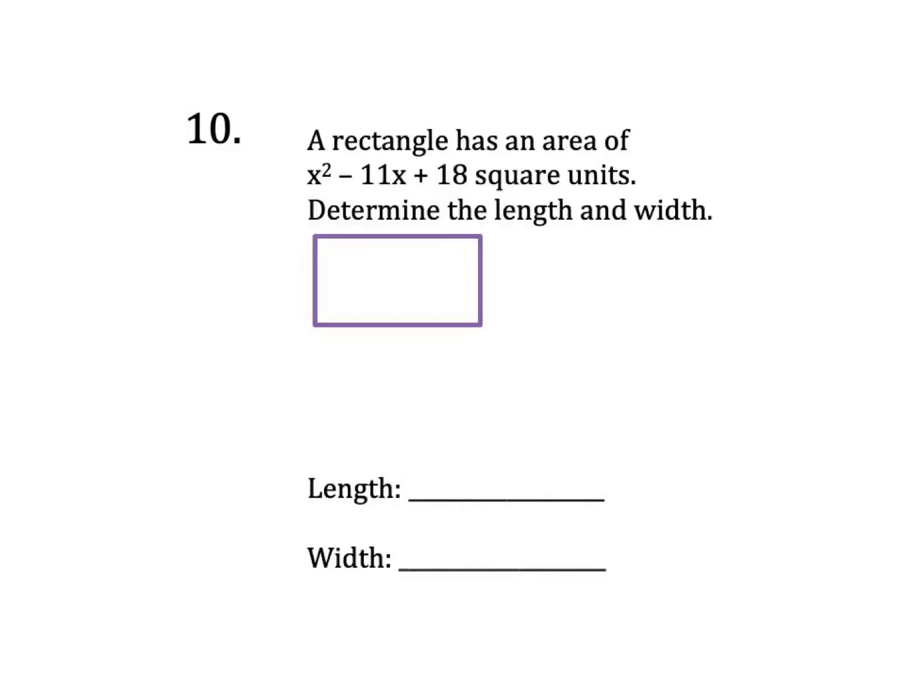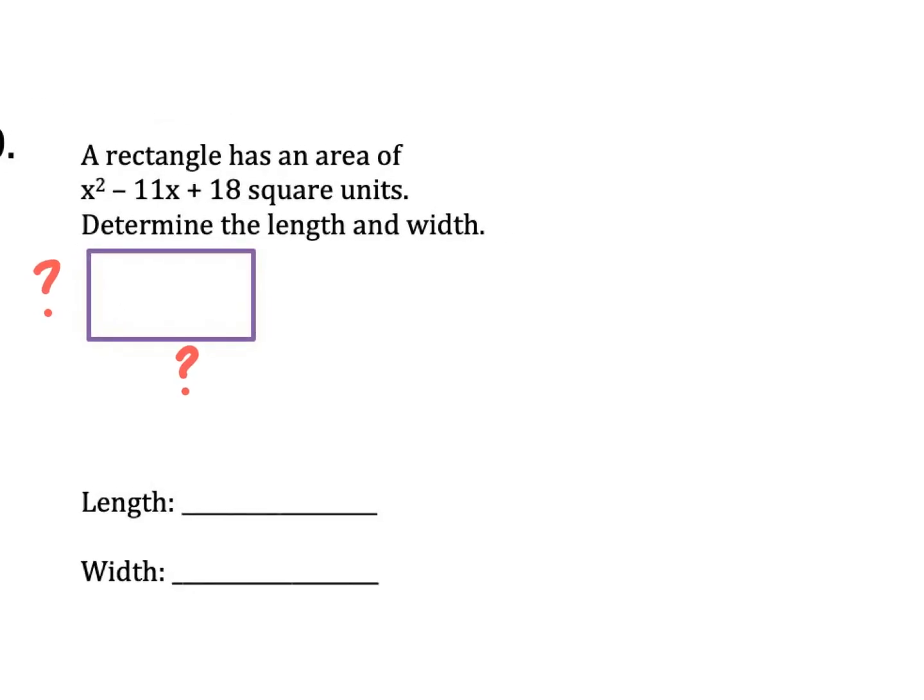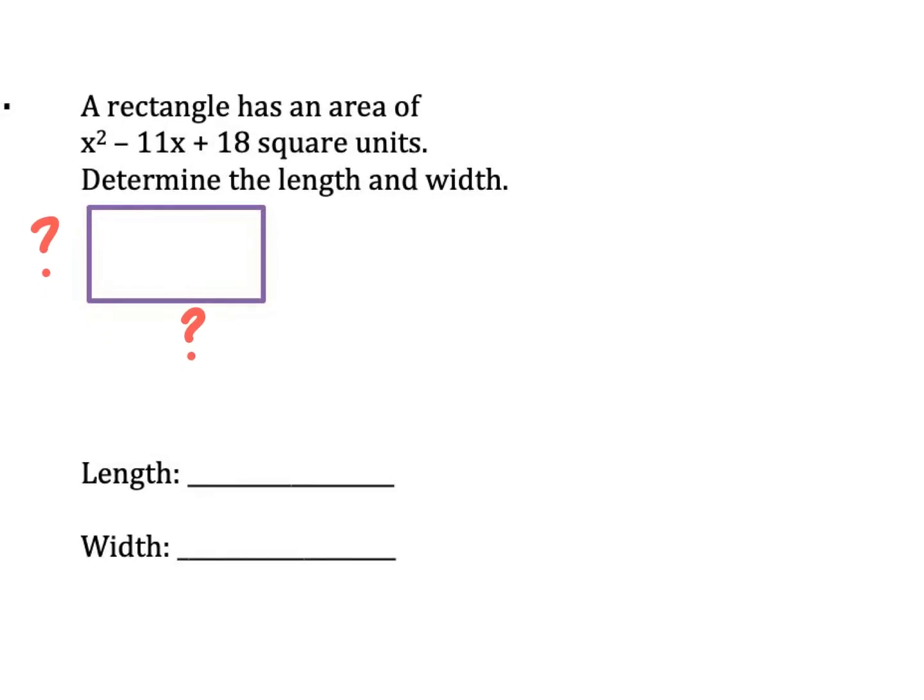All right, now an application question. A rectangle has an area of x squared minus 11x plus 18 square units. Determine the length and the width. So, in other words, what two things can I multiply together to get the length and the width? So it's really just telling you in a disguised format that you need to factor this trinomial. They're just not going to always come out and say it.